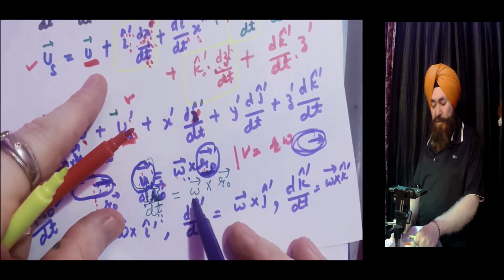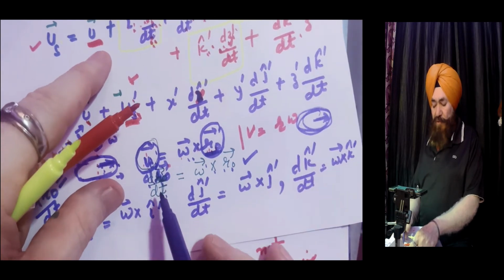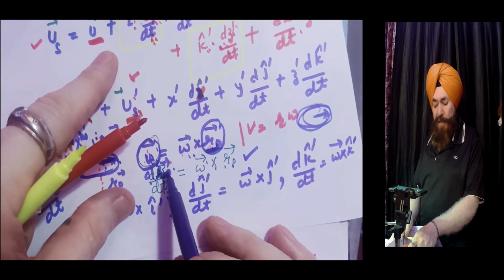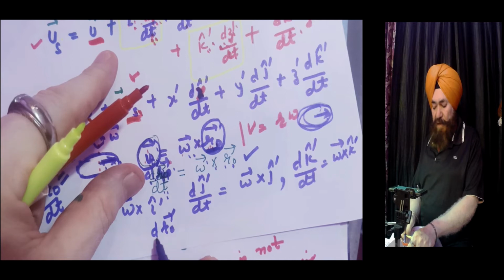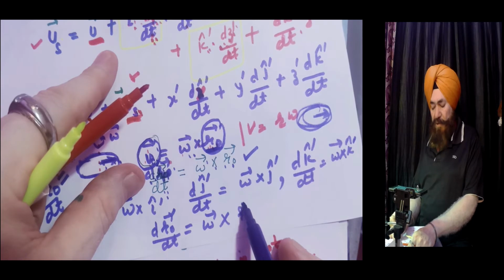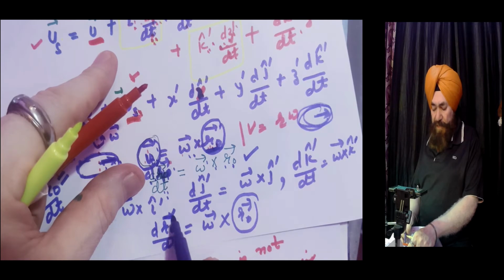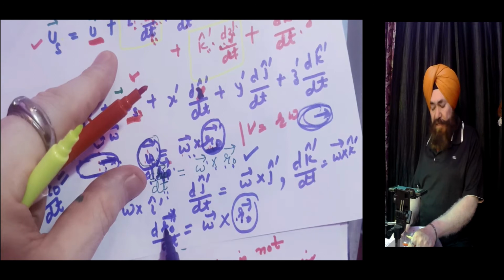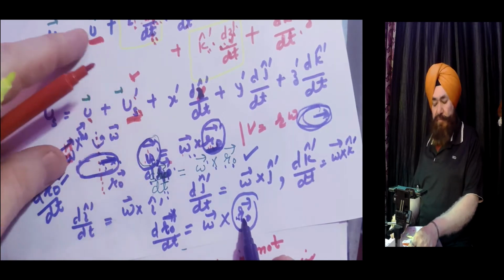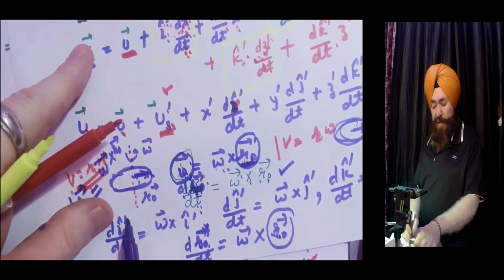Okay, omega vector cross r naught. This is a general relation and applicable for any vector. Here I have d r naught vector upon dt equals omega cross r naught vector. I am writing this relation for r naught, but it is true for any vector. So, first of all, I change r naught to di cap dash over dt.